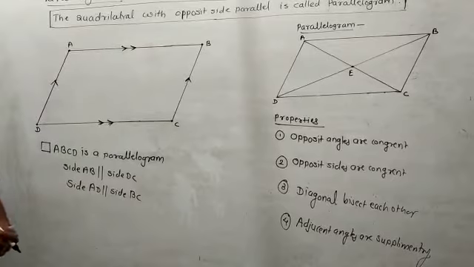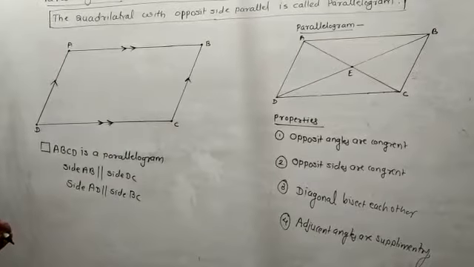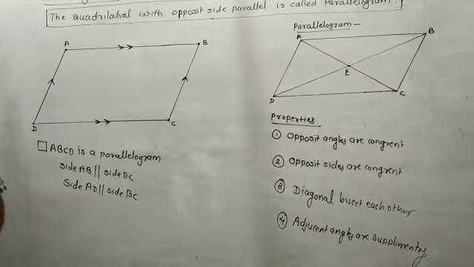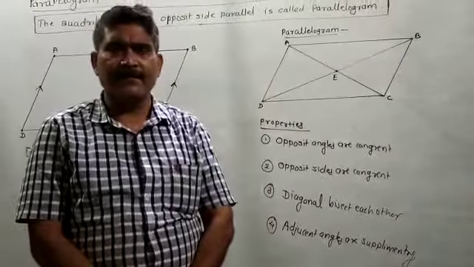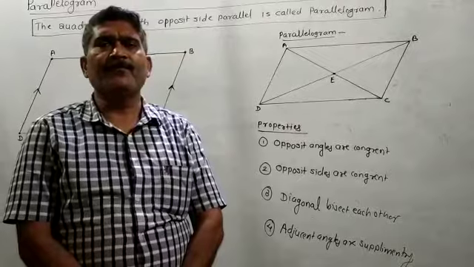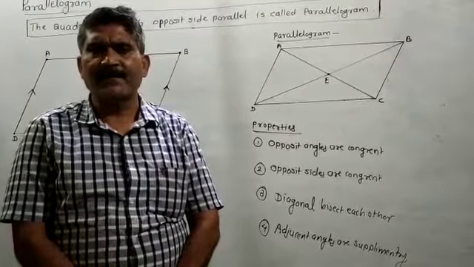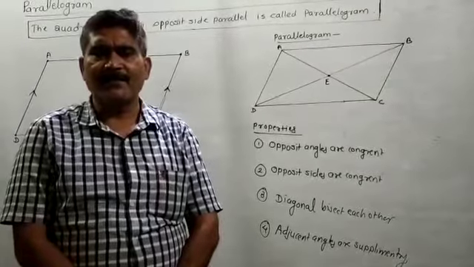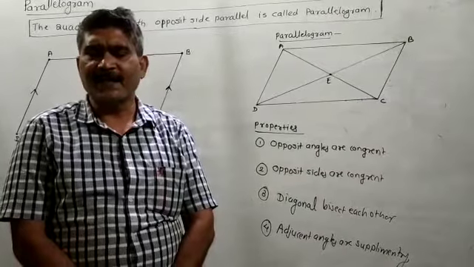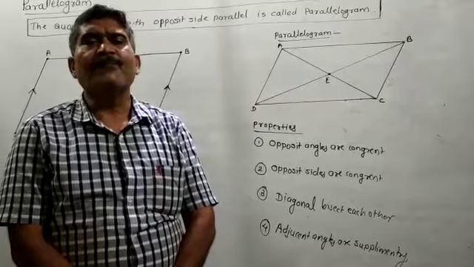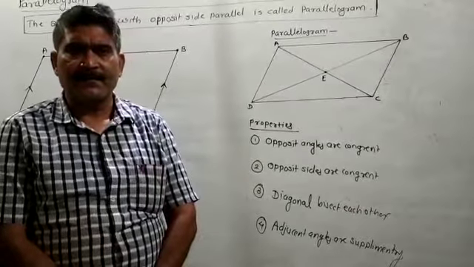Try to understand the definition of the parallelogram: the quadrilateral with opposite sides parallel is called as the parallelogram. The difference between the rhombus and the parallelogram is that all the sides of the rhombus are congruent, but in parallelogram all the sides are not congruent, but opposite sides are congruent.